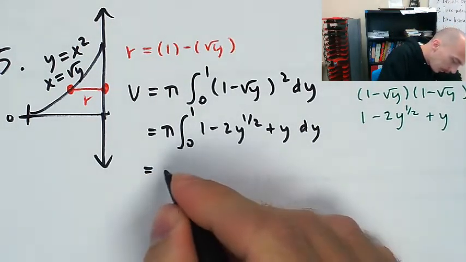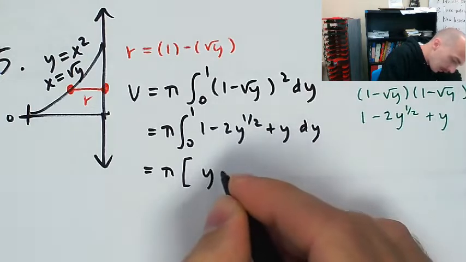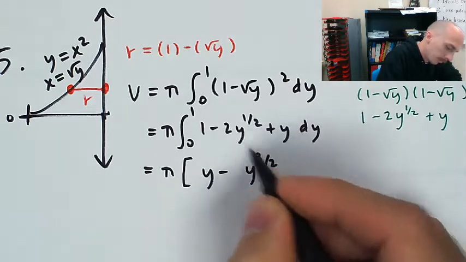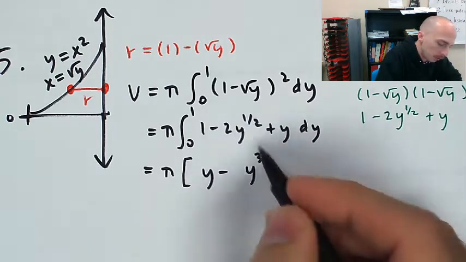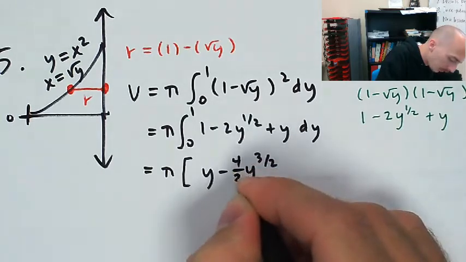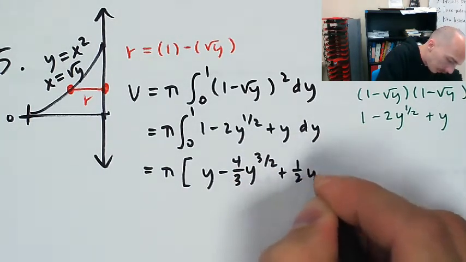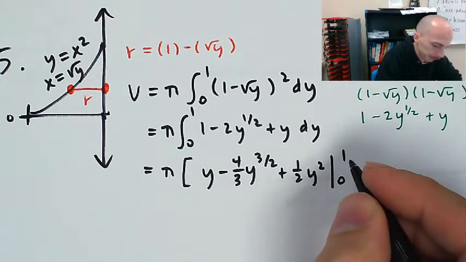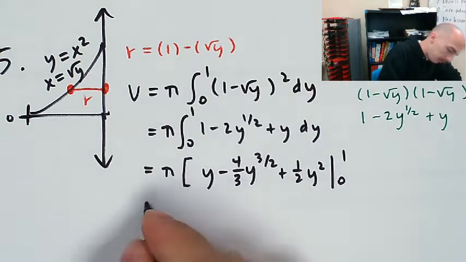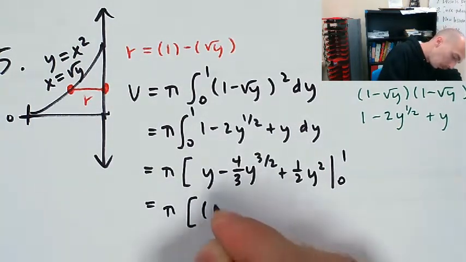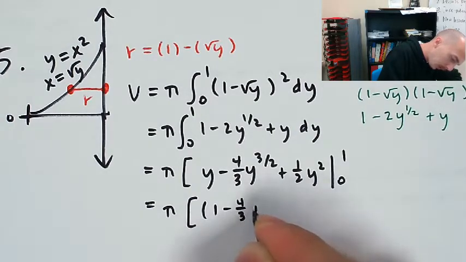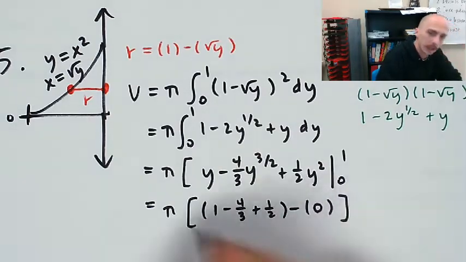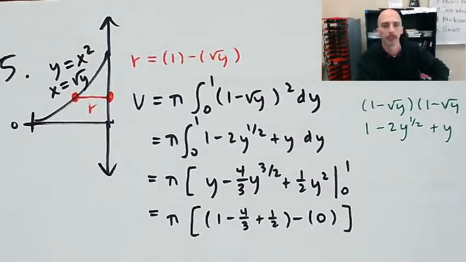I'm going to anti-differentiate. Okay, add 1 to the power. Divide by the new power. So that would be 2 times 2/3 is going to be 4/3 plus 1/2 y squared as y runs from 0 to 1. Okay, and then I'm going to have pi times 1 minus 4/3 plus 1/2 minus when I plug in 0, all three of those will go to 0. Okay, and that's going to be a volume for me. And that was number 5.